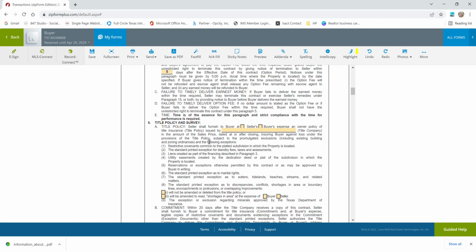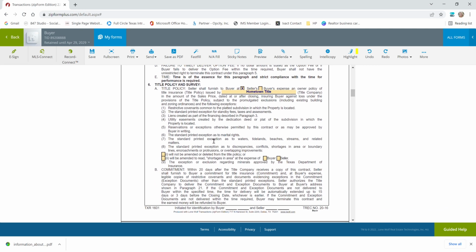On 6A, we're going to say the title policy, seller shall furnish to the buyer at, it is usually the seller's expense. I've seen a couple buyers paying it now to save the seller a couple thousand dollars at closing. It is something that you can use, but the majority of the time the seller is the one that is paying it. Here you'll put the title policy is issued by, and this is the closer that you had chosen and where they work. So Hometown Title would be the one for this.